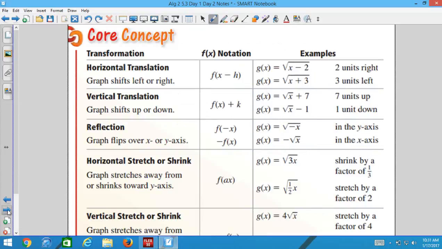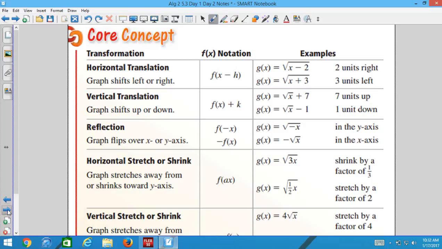Okay, this should be somewhat familiar, and if you have forgotten rules, then you're going to want to have this handy, because they have the notation, and then they have over here examples. So when we're looking at our homework, if you have a fraction next to the x, underneath the radical, look and see what kind of transformation that is. That is a stretch. And it is a horizontal stretch. So I don't want you to have the wrong answer when there are examples that you can follow.